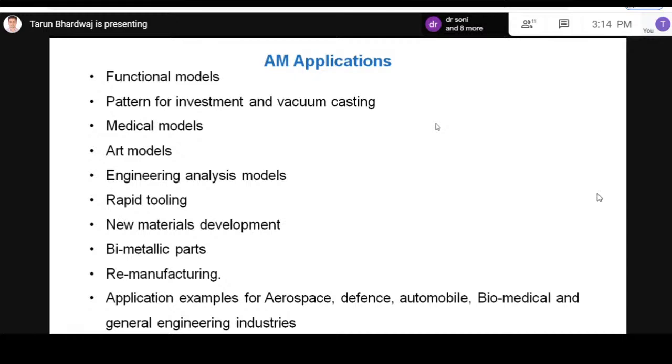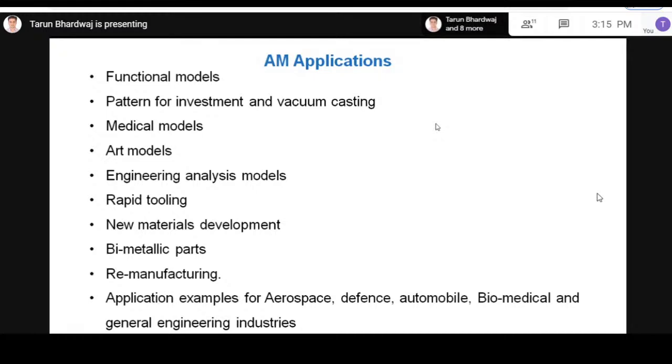And we can use bimetallic parts. Bimetallic means two metallic parts of different materials, a bit like a welding kind of thing. It is also used for functionally graded materials, which are quite difficult by other manufacturing processes, and we also have remanufacturing. Reverse manufacturing is also possible: if you have a component, you 3D scan it, convert it into an STL file, and that STL file can be directly used to manufacture the 3D component.